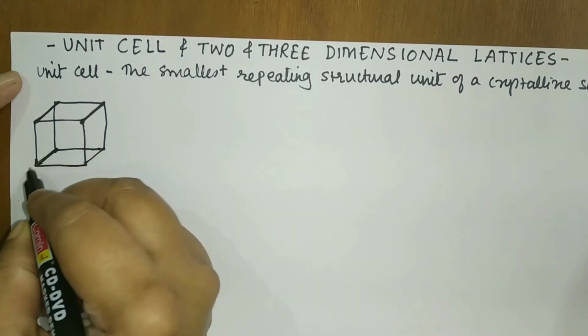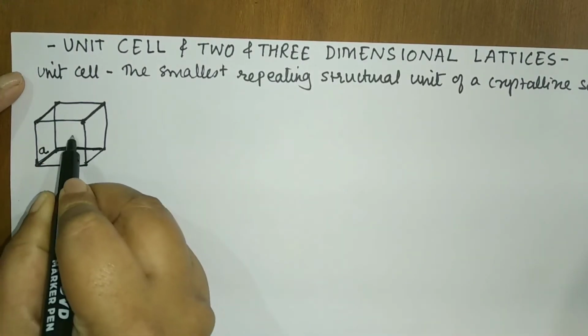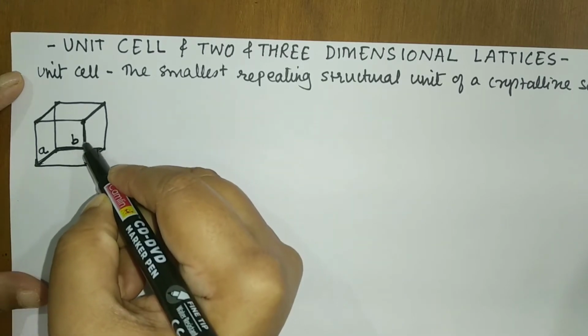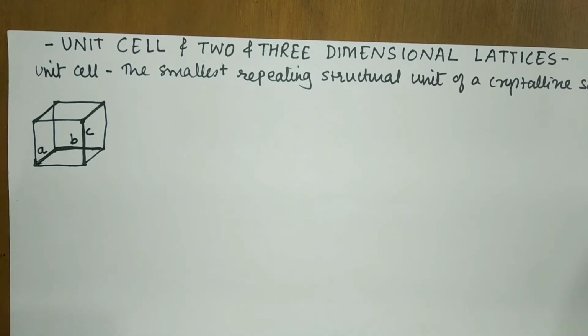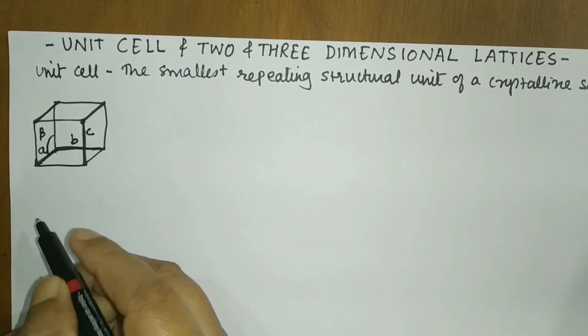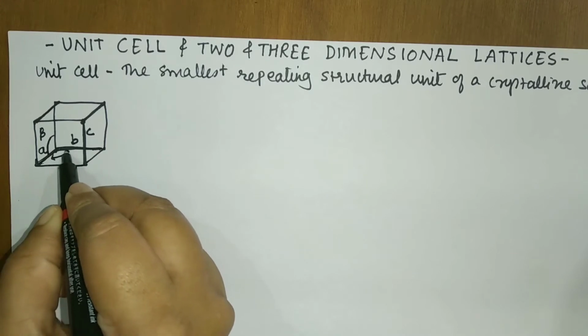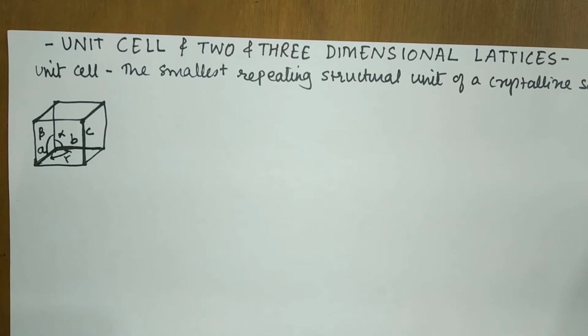So I will call this as A, this as B, and the vertical line here is C. Now let us mark the angles here. The angle here is beta. The angle here is gamma, and this is alpha. So let us see what is that unit cell. Alpha, beta, gamma and A, B, C are actually called as the unit cell parameters.